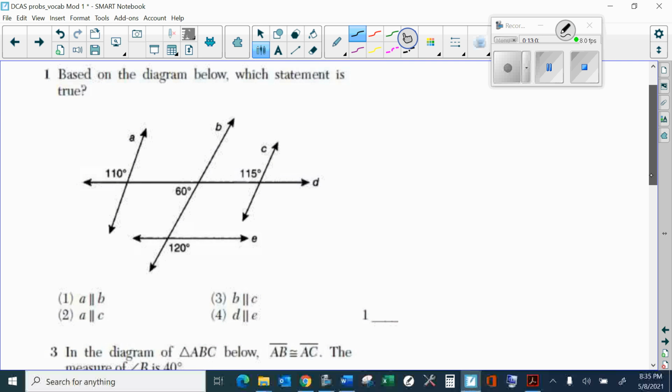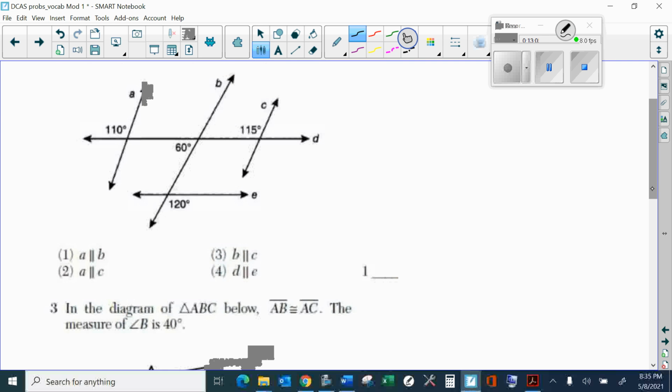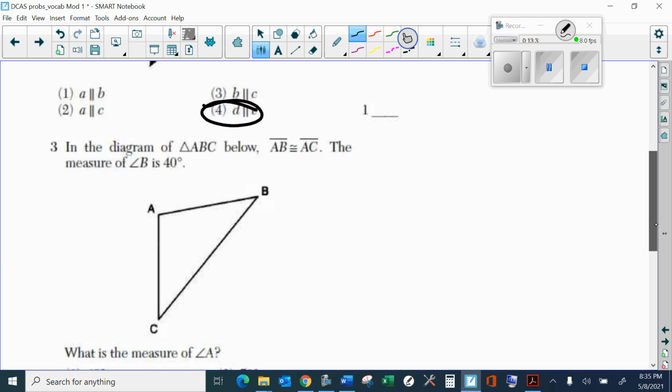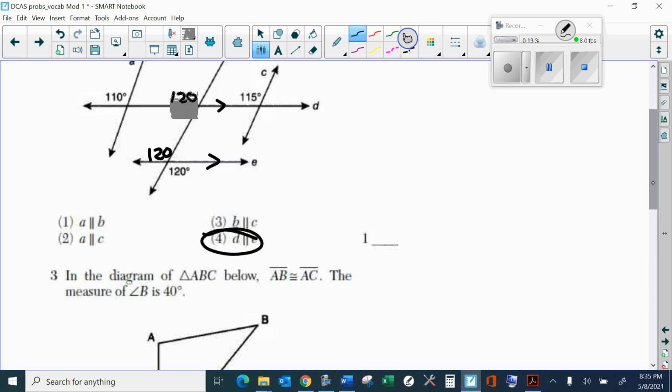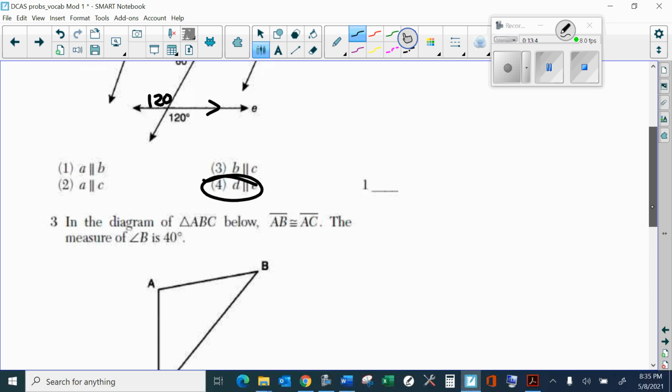Based on the diagram below, which statement is true? Okay, well, we know this has got to be 120. So therefore, A, B, and C are not parallel to one another at all. Okay, this is 120, vertical angle theorem, which now makes this parallel to this. So D is parallel to E. Converse of the corresponding angles postulate. Or you can say converse of the alternate exterior angles theorem.